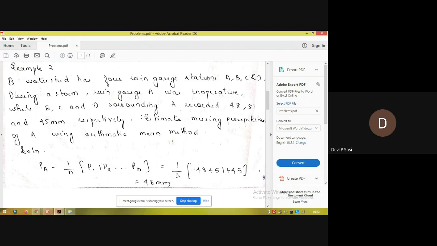So what are B, C and D? A is the inoperative station, and B, C and D are surrounding A, which shows that B, C and D are index stations. So what is the number of index stations? B, C and D, so 3. N is equal to the number of index stations, that is the number of nearby stations, which is equal to 3.